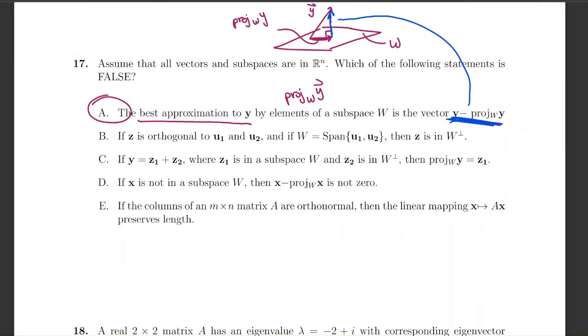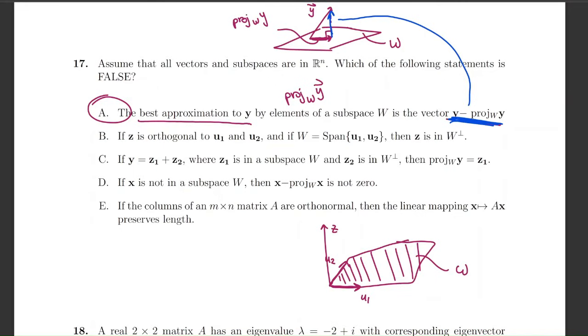So we have z is orthogonal to u1 and u2. Then if W is a span of u1, u2, then z is in the subspace perpendicular to the W subspace. Okay, let's draw out our subspace. So let's imagine we have two vectors, u1, u2, and the span of them is going to be like the plane that they exist in, right? So this is W. And then z is orthogonal to them, so it's perpendicular to u1 and u2, so we have z here. So, well, okay, they don't have to be perpendicular. But z is perpendicular to u2, and it's also perpendicular to u1.